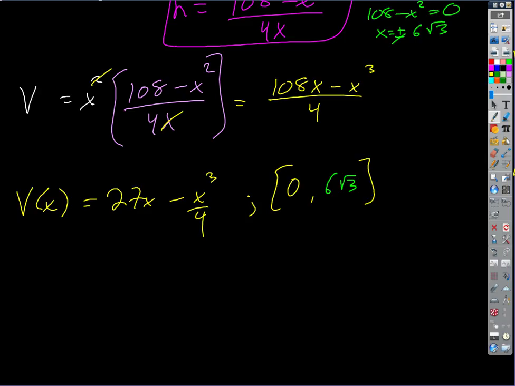We would just make our table. What do we need for our table? We've got our function. What else do we need? First derivative. So what's the first derivative?